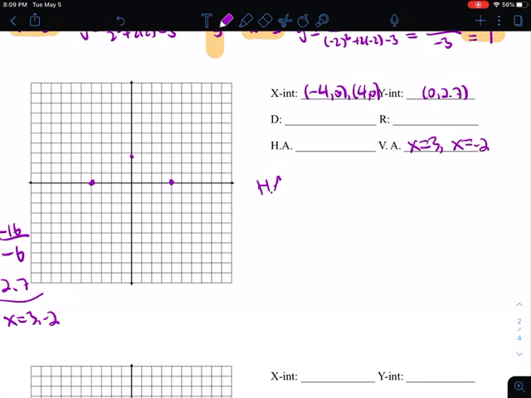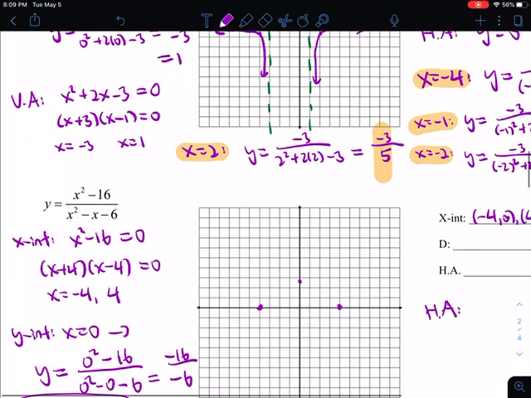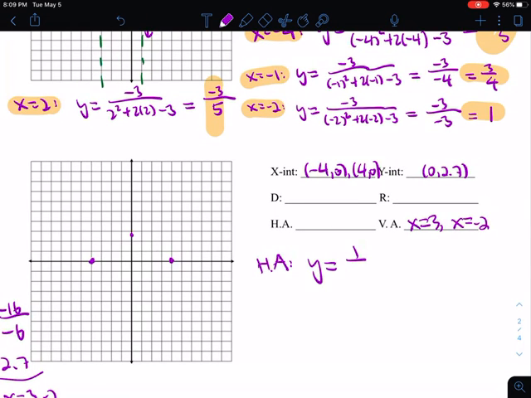And then last but not least, the horizontal asymptote. We compare the degrees. The degree on top is 2, the degree on the bottom is also 2, and my leading coefficients are both 1. So I get y is equal to 1 over 1. If the degrees are the same, then we compare the leading coefficients, and 1 over 1 is still 1. And here it is. Let's go ahead and graph the asymptotes. X equals 3 is right over here, and then x equals negative 2 is going to be right over here.